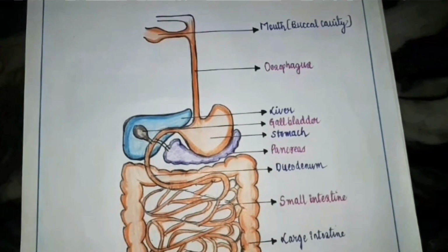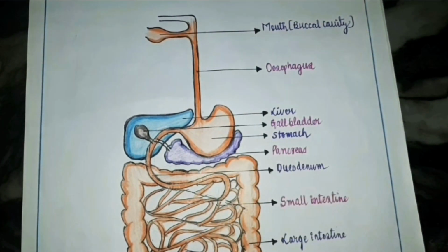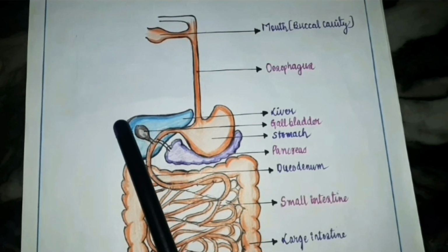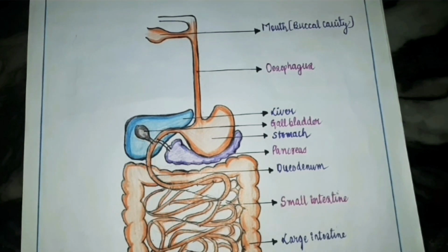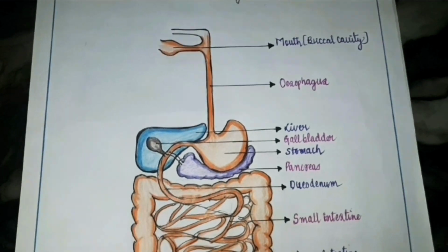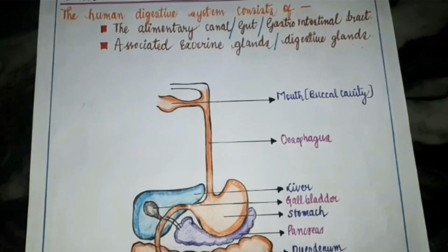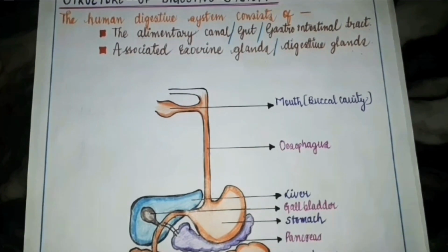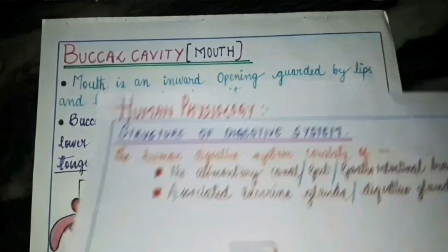Remember, food enters only through the alimentary canal. It will pass only through the alimentary canal. It will not enter into the associated digestive glands. These associated digestive glands will secrete some secretions. These secretions will contribute to the digestion of food material. Okay. So let's see each and every part of the alimentary canal and also the associated exocrine glands in detail. Let's start with the mouth.